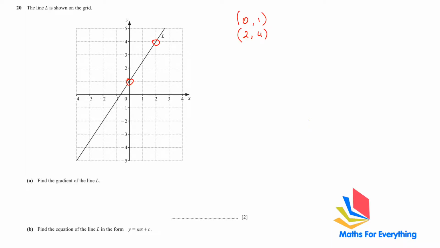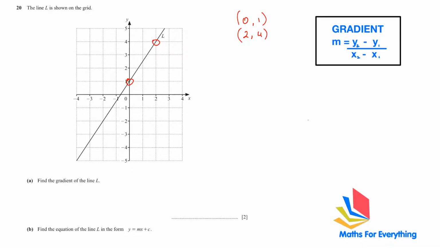To find the gradient, we use the formula y2 minus y1 over x2 minus x1. Now that we have got our 2 points, we will write gradient is equal to, this is our y, so 1 minus 4 over 0 minus 2. And put the whole thing in the calculator, you will get 1.5. So our gradient is 1.5.